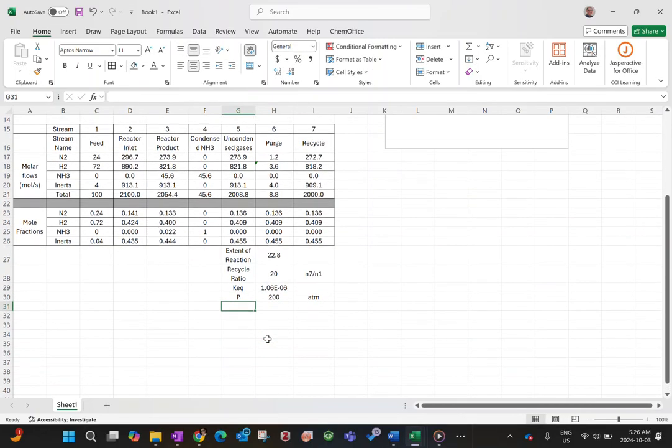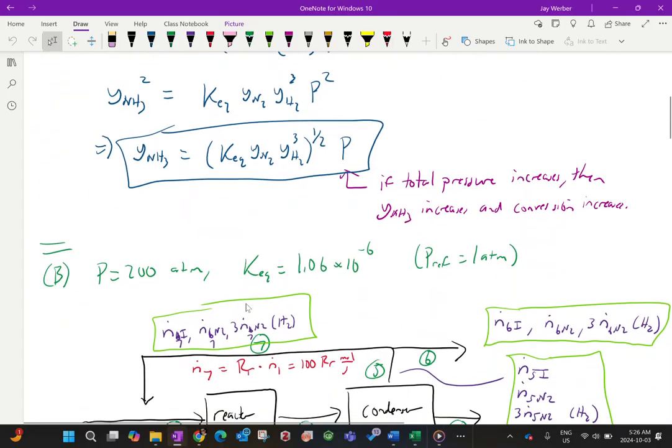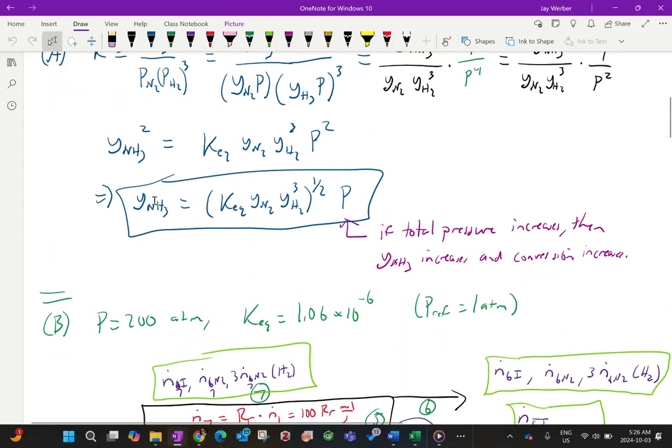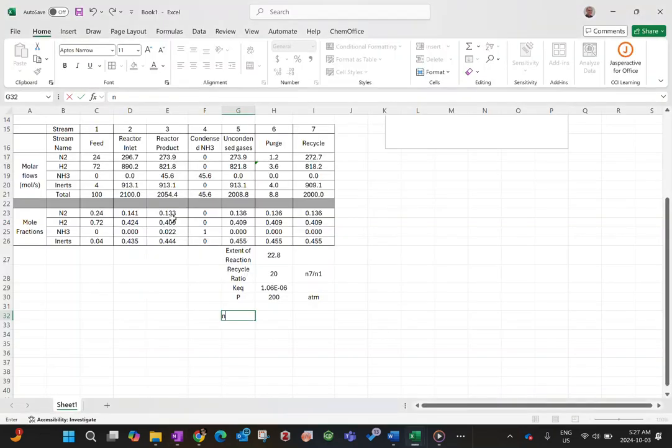All right, so what we can do is then calculate the mole fraction of ammonia as a function of all these other things. And this is in stream 3, so this is the reactor product. So Y3NH3 from equilibrium, okay? What we're going to do is set this as a function of everything else.